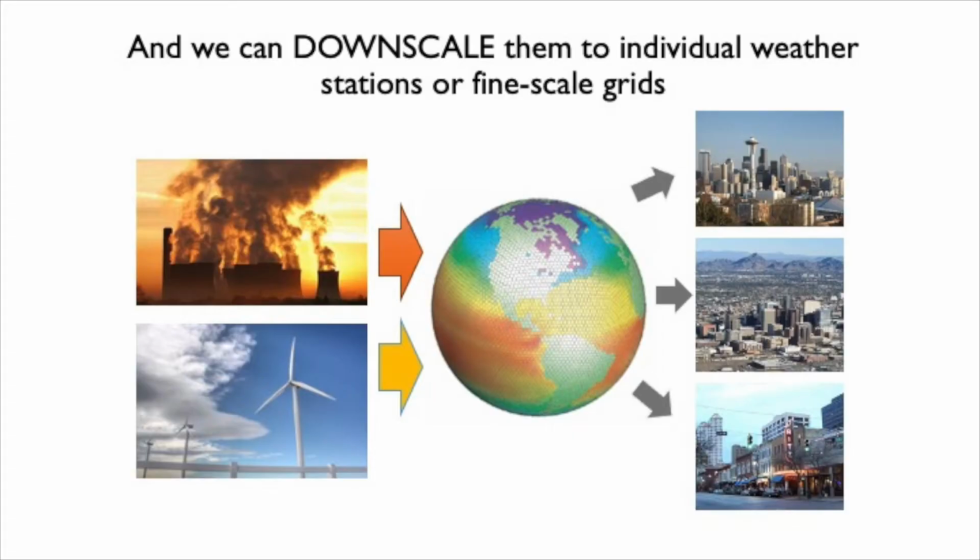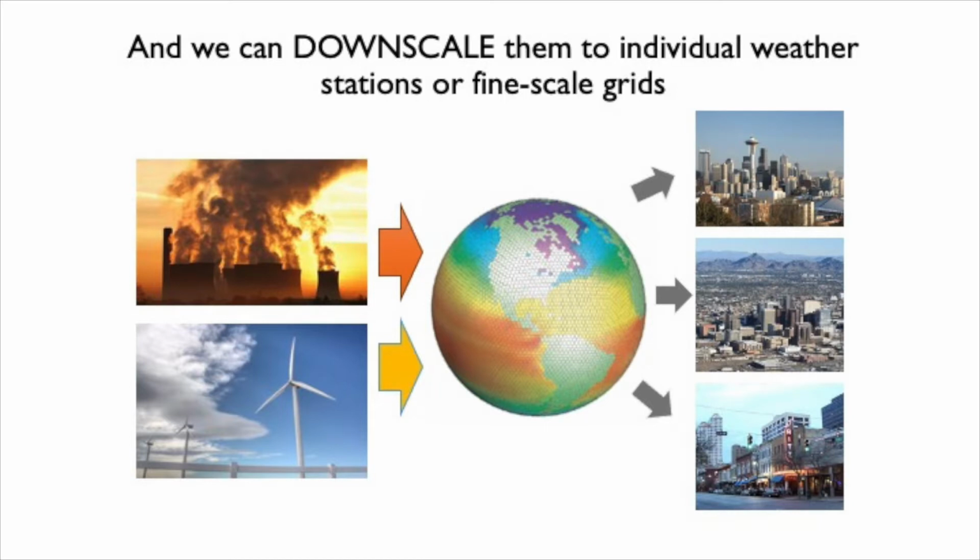And not only that, but we can downscale climate models to much higher resolution, individual weather stations or fine scale grids, so that we can use this information not just to look at changes in variables like temperature and precipitation across broad areas, but we can actually look at what we expect to happen, within the range of uncertainty, of course, for a given region, a given state, a given watershed, a given county, even a given city or town. And this is a lot of work that I do.